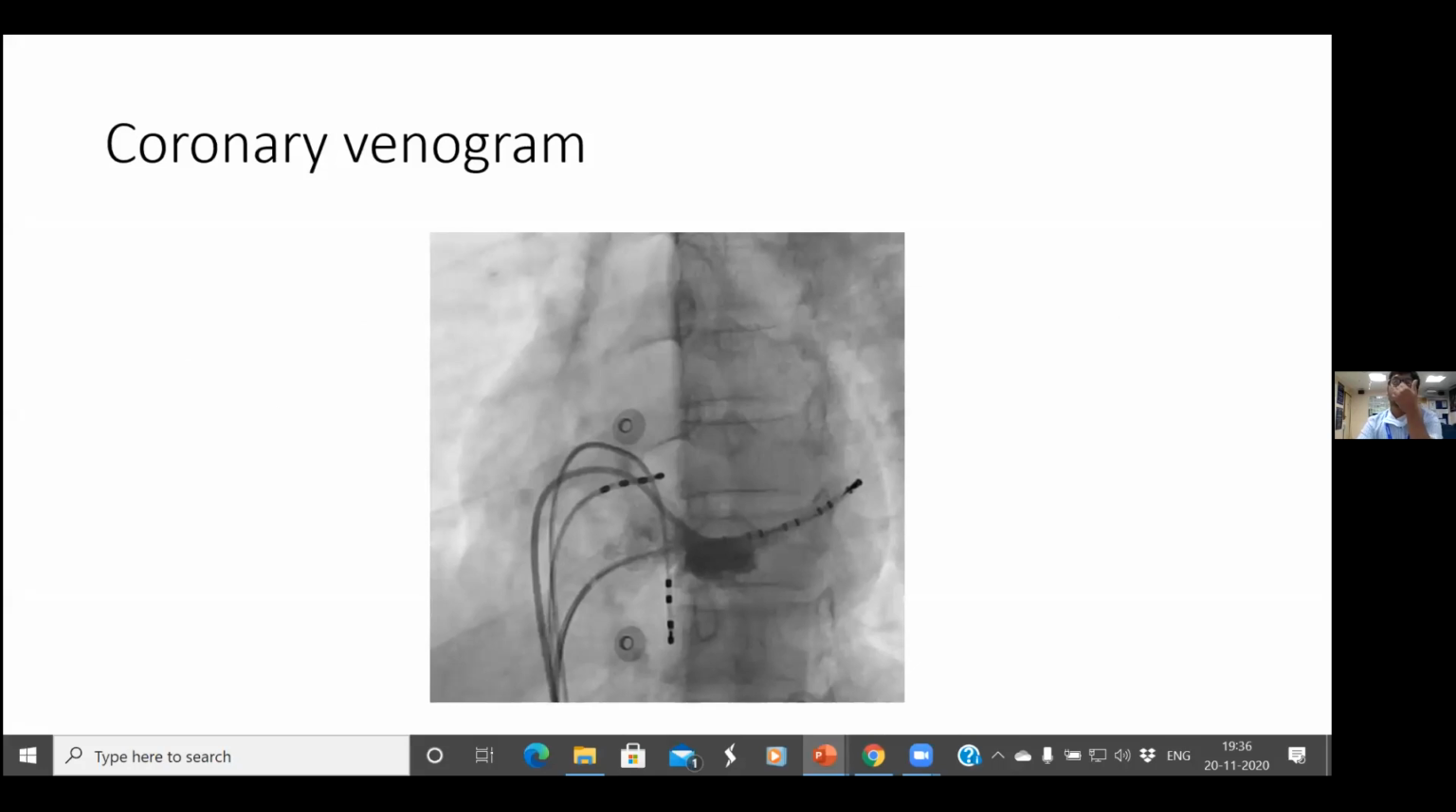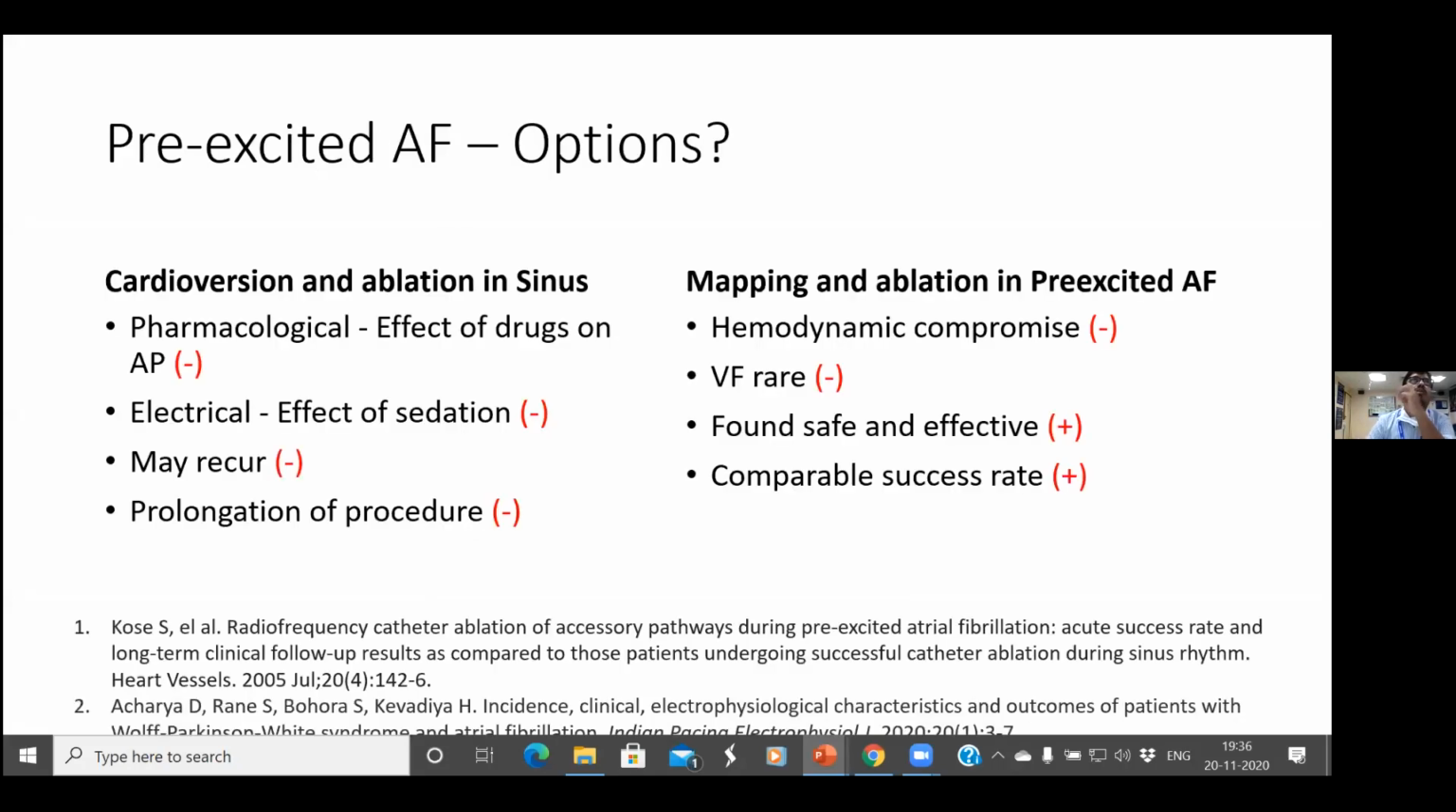So as our patient was continuously in atrial fibrillation, what are the options we can think of? We thought either we can do a cardioversion and ablation in sinus rhythm, or we can proceed with mapping and ablation in pre-excited AF only. So whenever a patient is in pre-excited AF, one has to keep in mind some points. One can proceed with cardioversion and ablation in sinus rhythm, but for this we need drugs, either for pharmacological cardioversion or electrical cardioversion, and these drugs can affect the pathway properties, and may lead to undue prolongation of the procedure time and sometimes may lead to failed ablation attempts also. And even these patients may develop atrial fibrillation again.